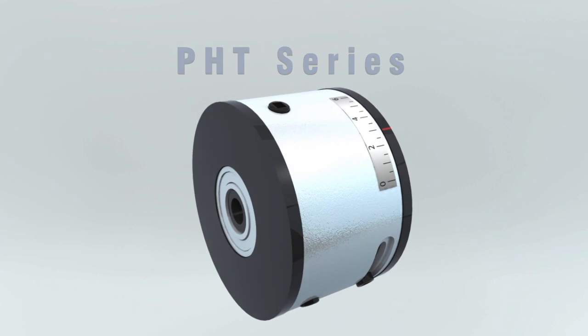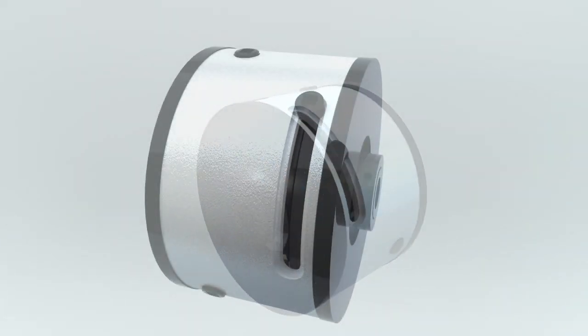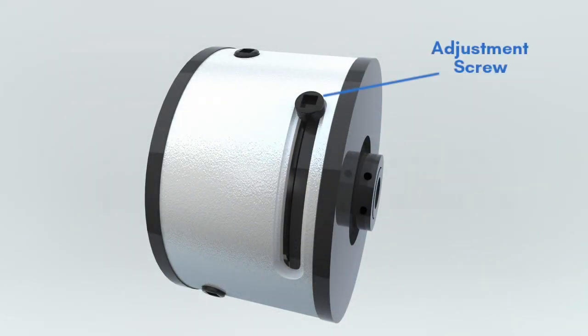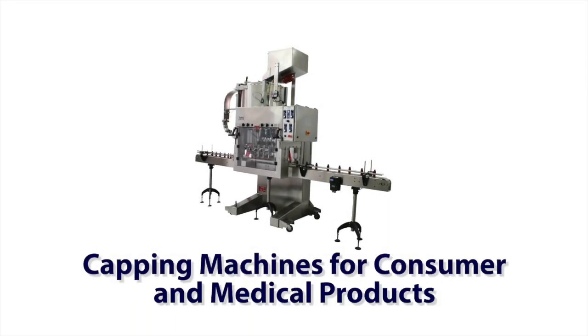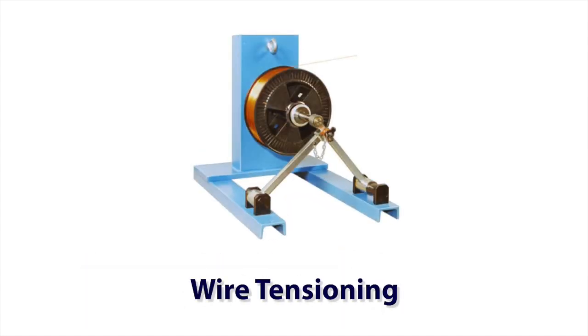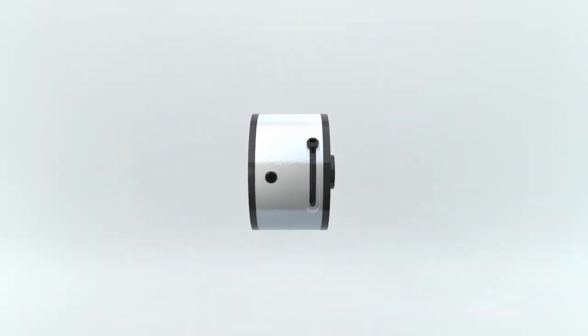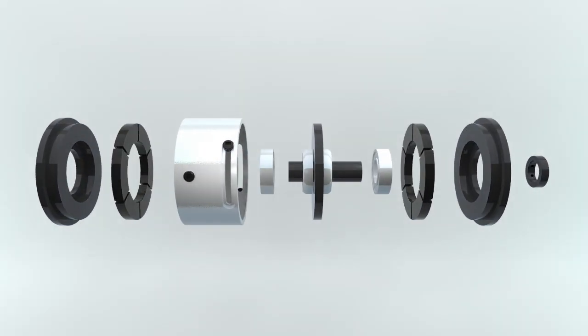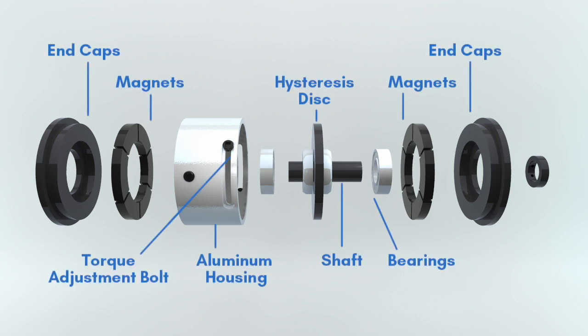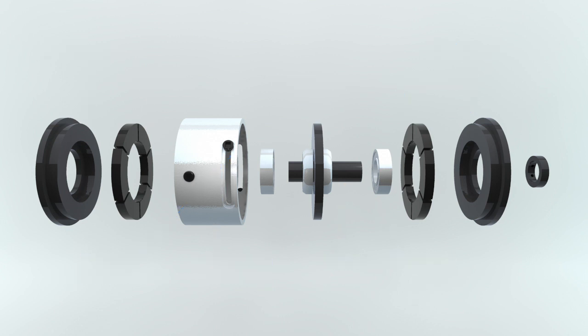The second style is the PHT series, in which the user can set the unit's torque. Typical applications for the PHT series are capping machines for consumer and medical products, wire tensioning, and load simulators for motor testing. The PHT units do not use magnetic particle powder, but rather a hysteresis disc to absorb magnetic flux. The units consist of an aluminum housing, end caps, one fixed, one adjustable, permanent magnets, hysteresis disc, internal sleeve or shaft, and torque adjustment bolt.